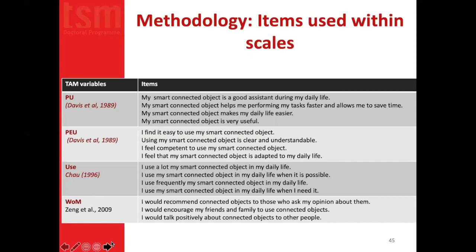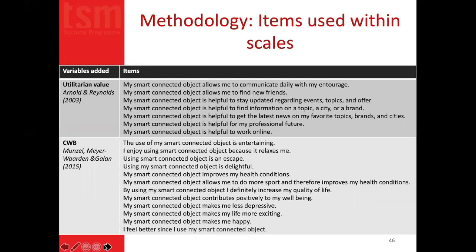And so you see all these scales are existing. We found them in articles. The utilitarian value was measured by Arnold and Reynolds, and so it allows me to communicate with my entourage, to find new friends, to find information on a topic, have the latest news on my favorite topics. It's helpful for my professional future.